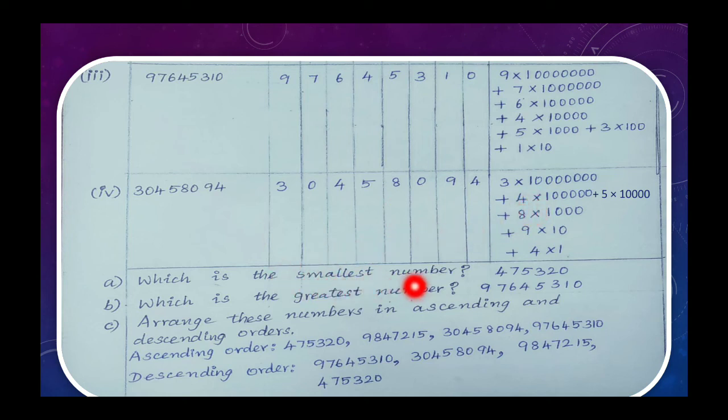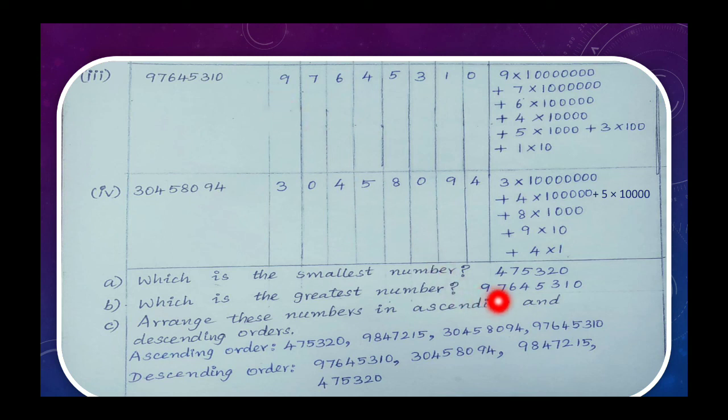Which is the smallest number? We know very well the number with fewer digits is the smallest number. Out of the given 4 numbers, 475320 is the only number with 6 digits. So 4,75,320 is the smallest number. Which is the greatest number? We have 2 numbers with crores. Out of these 2, this number is having 9 in crore place. So this is the greatest number.